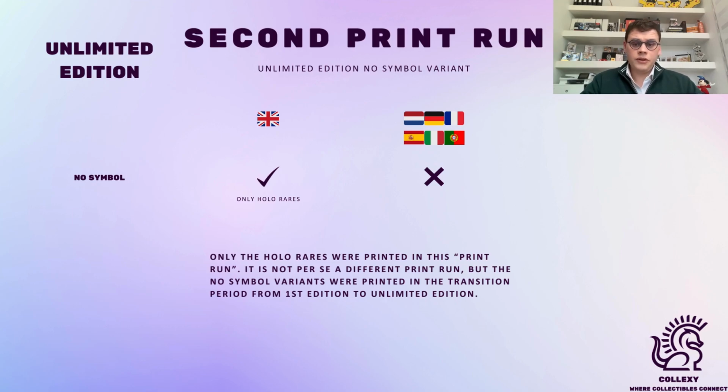So then we have the second print run, or the so-called second print run. This is the unlimited edition print run without a symbol, which means that the set symbol, which was the flower that we discussed earlier, does not appear on some holo rare cards that were printed in English. This print run was only printed in English. There were no other languages in which these variants were printed.